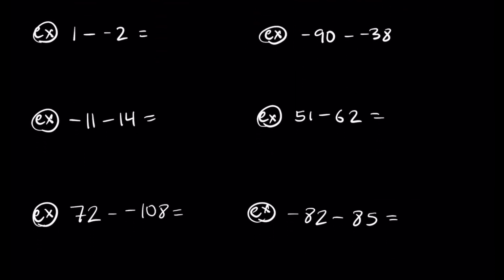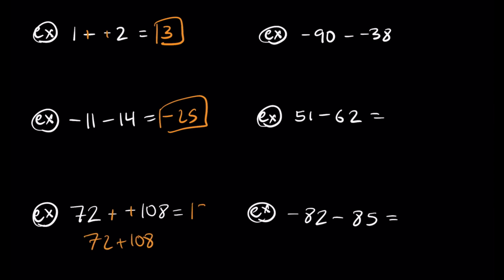Keeping on. 1 minus negative 2. I see minus a minus. That becomes plus plus. So that's 3. Negative 11 minus 14. I lost $11, and then I lost 14 more dollars. So altogether, I have lost $25. 72 minus negative 108. Minus a minus, plus plus. So this is 72 plus 108, which is going to be 180.